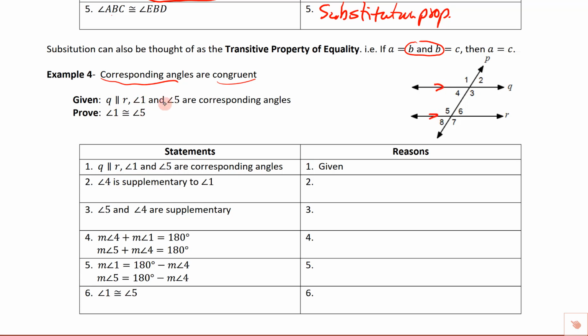And angle 1 and angle 5 are corresponding. And there's no doubt about that because that's just by definition what they are. They're in the same place in the intersection. And here's what we want to prove. We want to prove that angle 1 is congruent to angle 5.